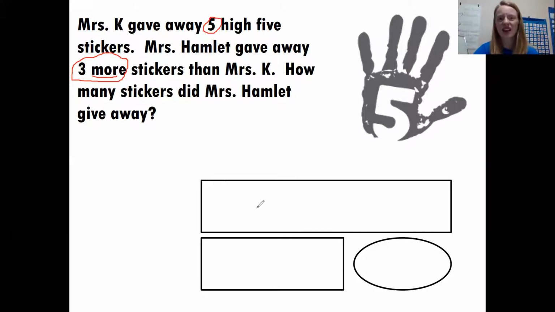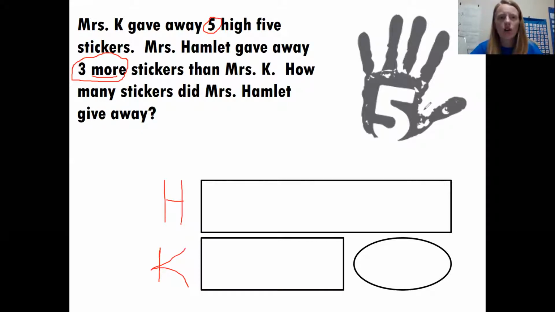First we have to decide how to label our bars. Remember, the long bar is the person who has the bigger group, and the short bar is the person who has the smaller group. So who gave away more stickers? Miss Hamlet, because it says Miss Hamlet gave away 3 more stickers than Miss K. So I'm going to put an H for Hamlet. That means K for Miss K, that's going to be me.